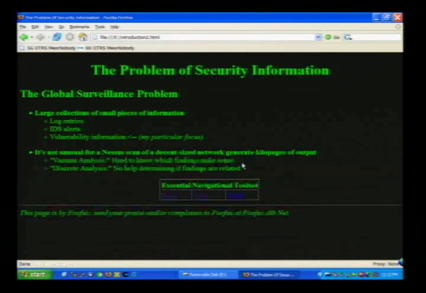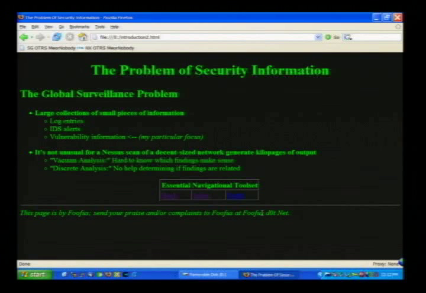So we have the problem of large collections of information, and we have two issues here. One is, let's say you look at a Nessus scan of a network and you get a lot of information. There's two problems. The first one is, does any particular piece of information in that scan output make sense to you? That's hard to say. And then the second thing is, do these two pieces of information go together? And that's hard to say too.